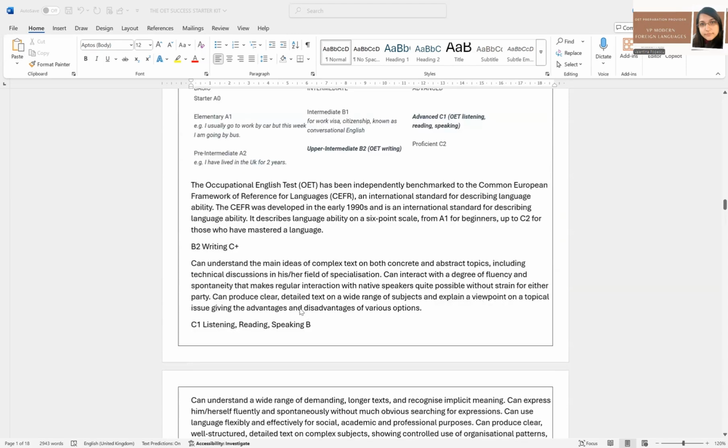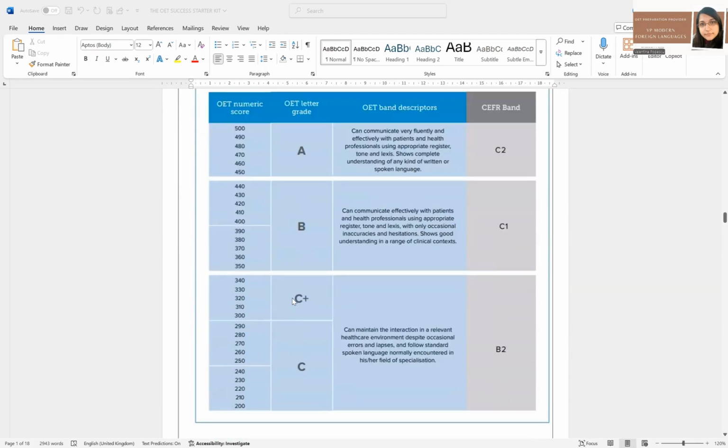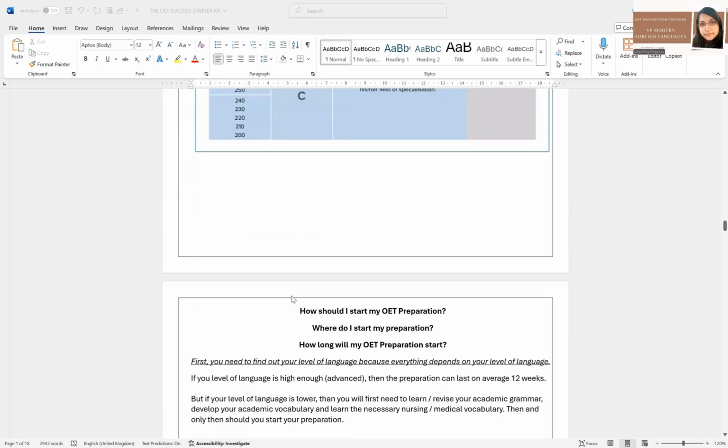Okay, so now you have a bit more information about the B2 level of language and about the C1 level of language, and you also have a description and comparison.